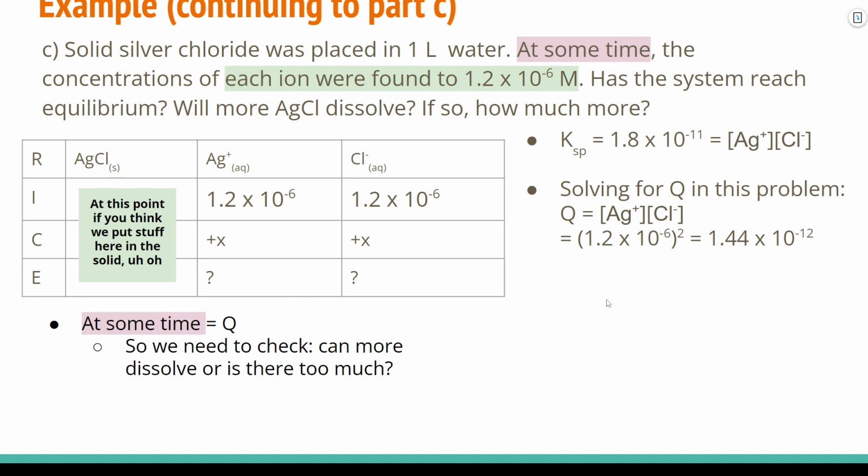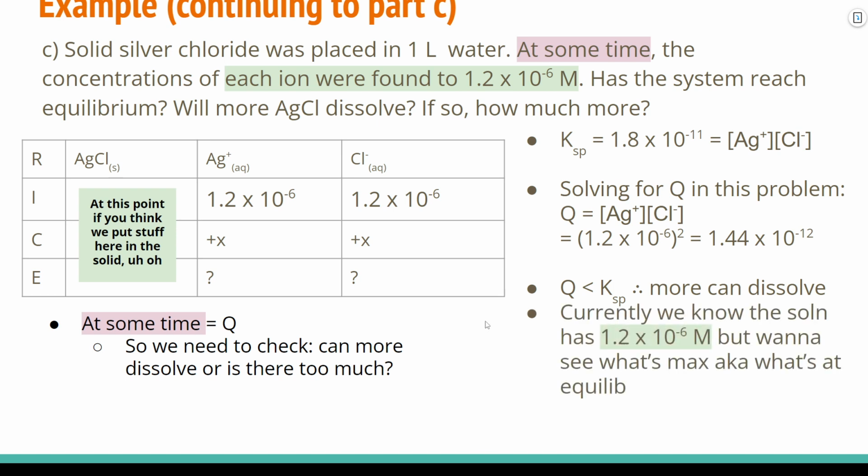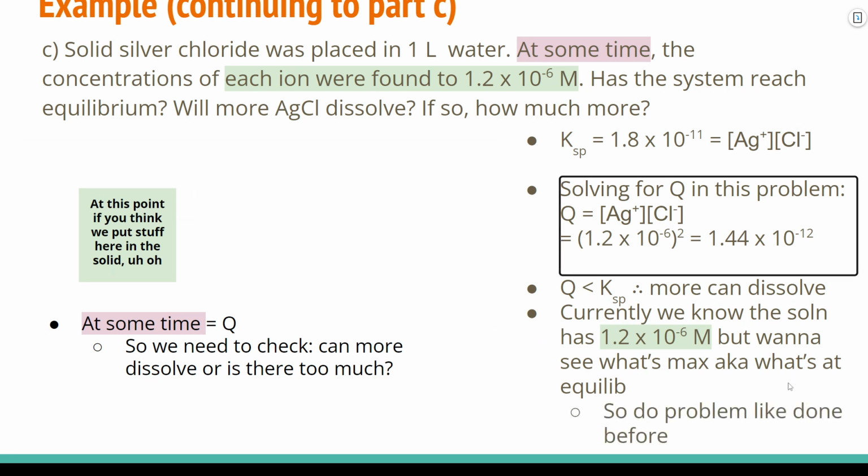Remember, solving for Q is just plugging in the concentrations at that time. So it's 1.2 times 10 to the negative 6, squared, because multiplying the same thing together means you're squaring it. And so I get my Q answer. My Q is less than Ksp, because it's negative 12 versus negative 11. Be careful about your math. That means more of it can dissolve. We want to see what the max is, that is, what's at equilibrium, so do the problem like before.